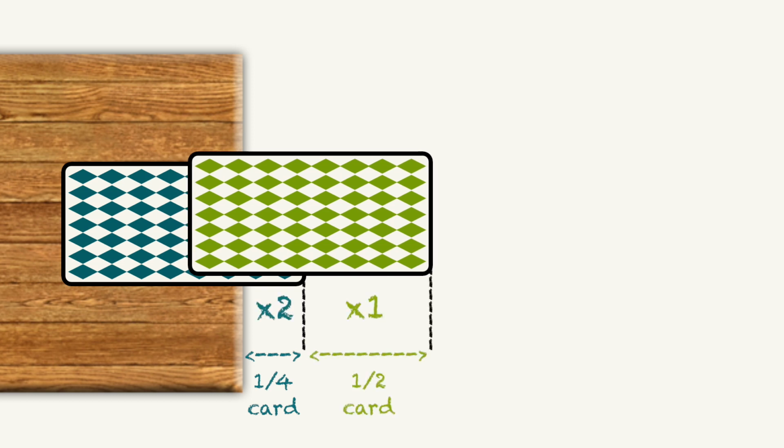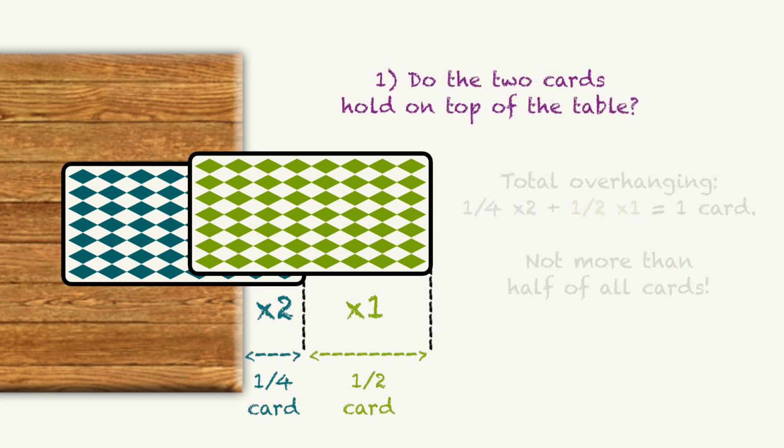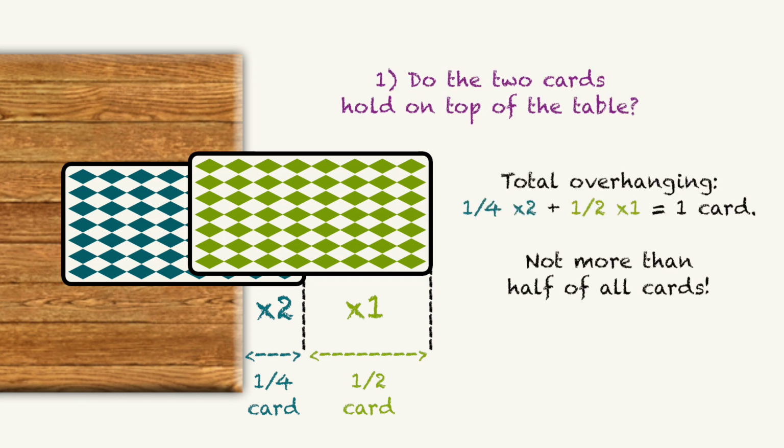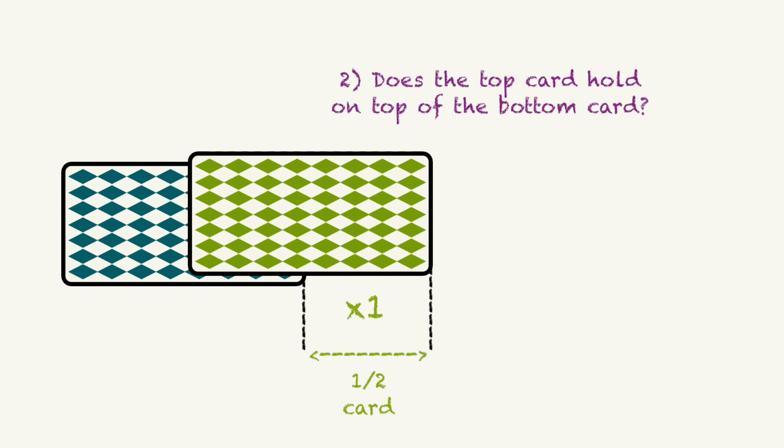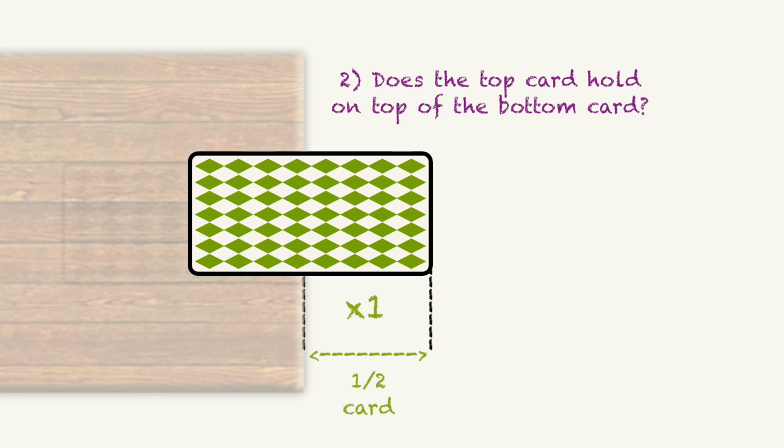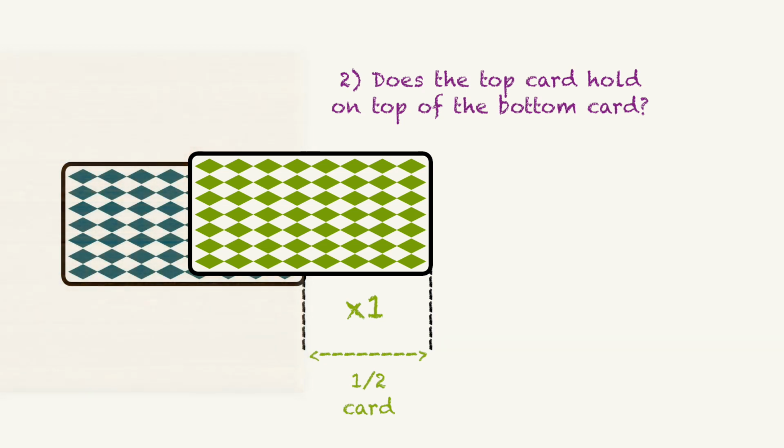Let us verify that this configuration theoretically works. First, the fraction of the two cards that is beyond the table is two half halves plus one half. These add up to two half cards. There's no more than half of all cards, so we're good. For the second condition, we can just notice that we are exactly in the previous one card configuration where the table is replaced by the bottom card. So once again, we are all good.